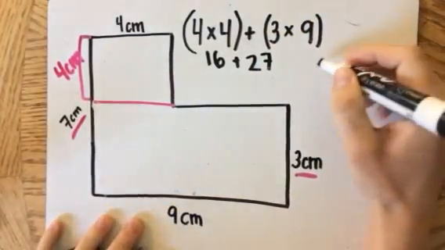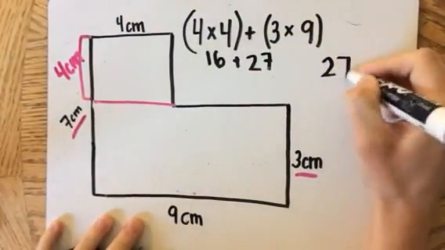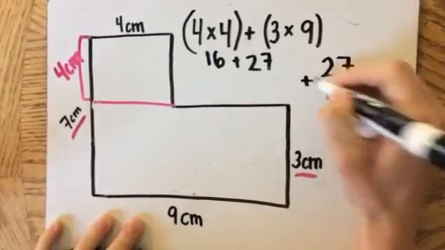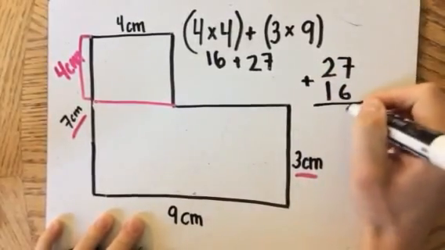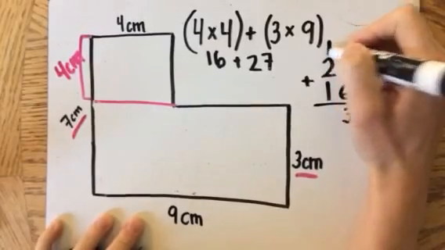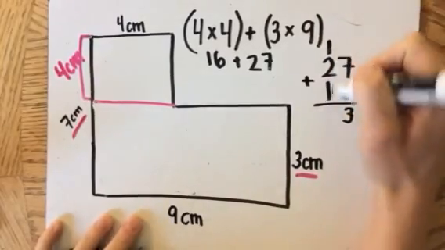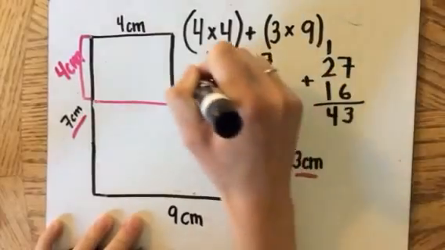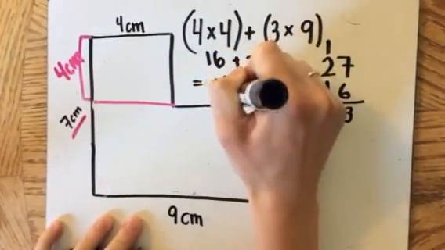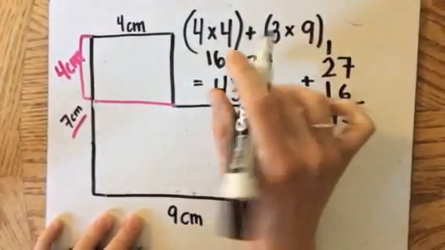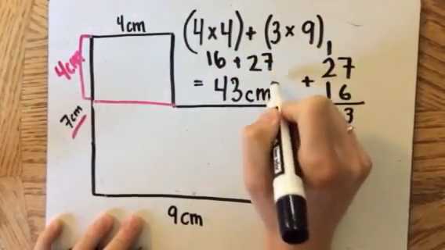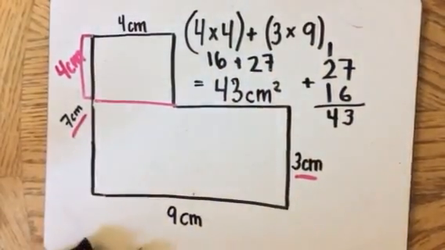I don't want to mess that up, so I better do my addition over here. And I'm going to line up my place value. 7 plus 6 is 13. I'm going to carry my tens over there, regrouping, and I have 43. What are my units? Centimeters squared. So the area of this whole shape is 43 centimeters squared. Whew, that was a lot of steps. Are you ready to try one?